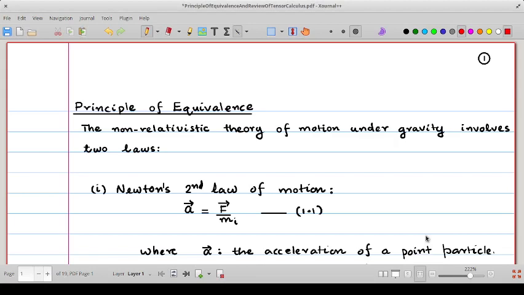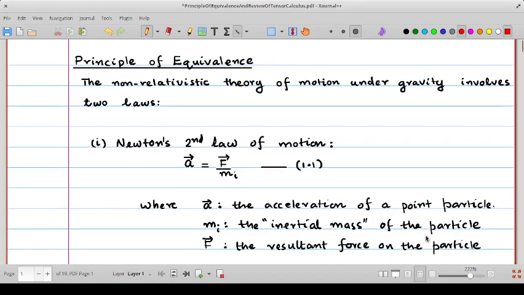We now consider some of those considerations that led to the general theory of relativity. First, we discuss the principle of equivalence. The non-relativistic theory of motion under gravity involves two laws.